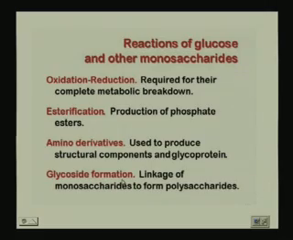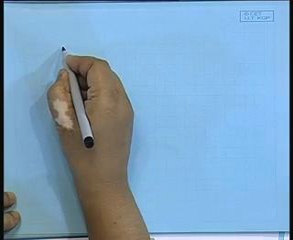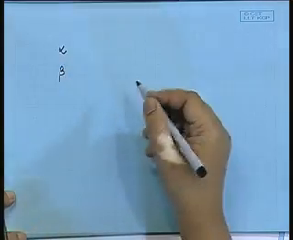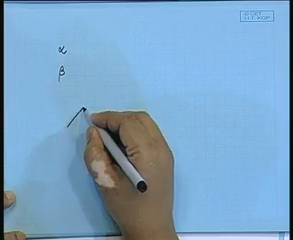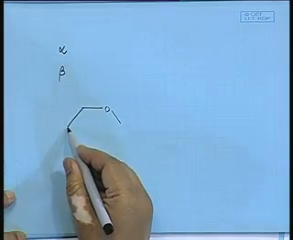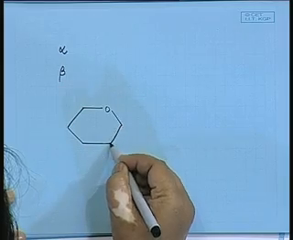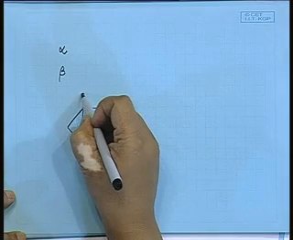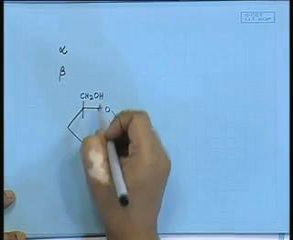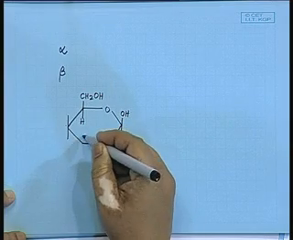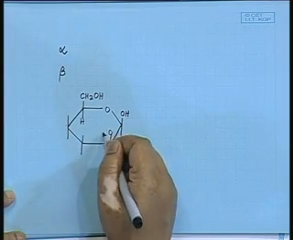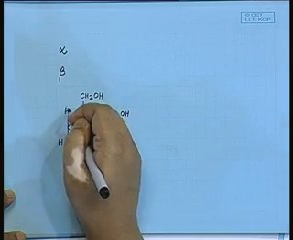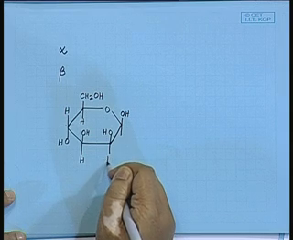For example, we know that we have an alpha form and a beta form. Now, if we just look at the structure of glucose in the different forms, then we have OH, CH2OH, H. What is this form?